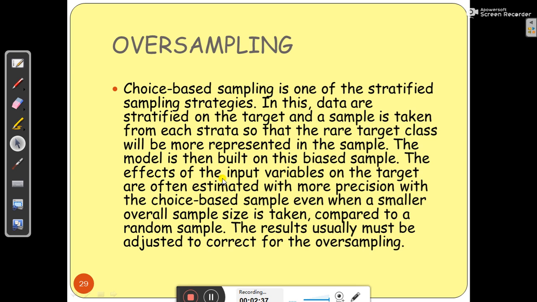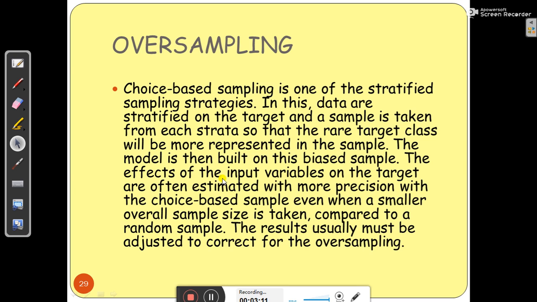Data are stratified against the target. A sample is taken from each strata, or we can say group, so that the rare target class will be more represented in the sample. That is why this is choice based, because we are trying to choose those samples which belong to the rare target, which will then be more represented in the sample.